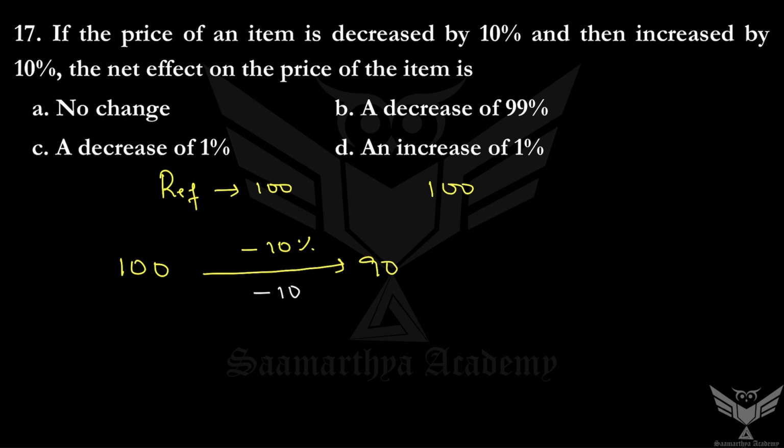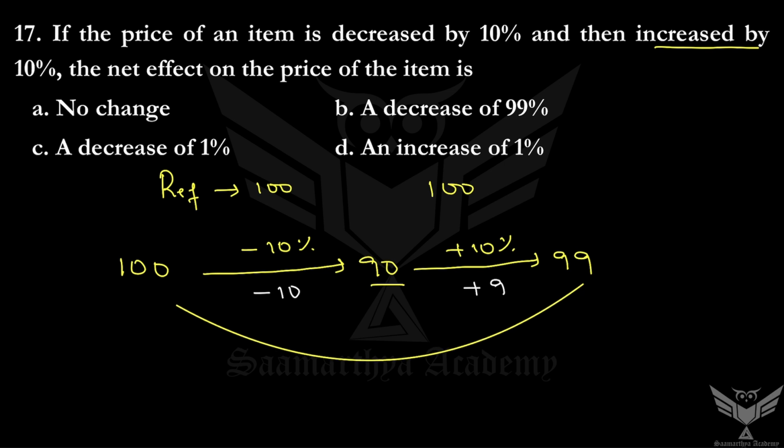But later you are increasing by 10%. Now what is 10% of 90? It is 9. You are adding. So the final value is 99. So 100 becomes 99. So what is the decrease? 1% decrease. That's option C.